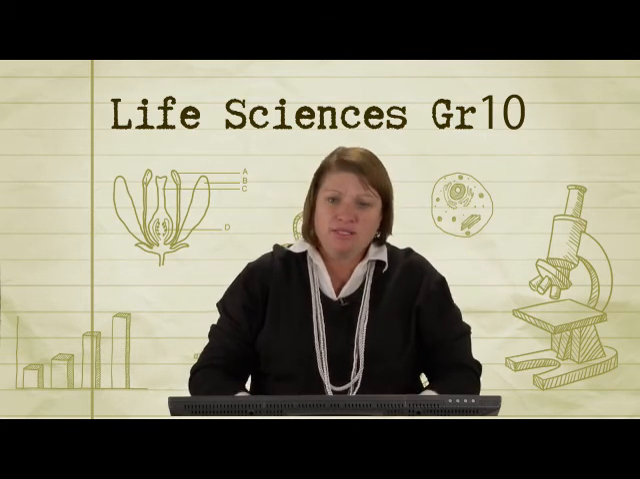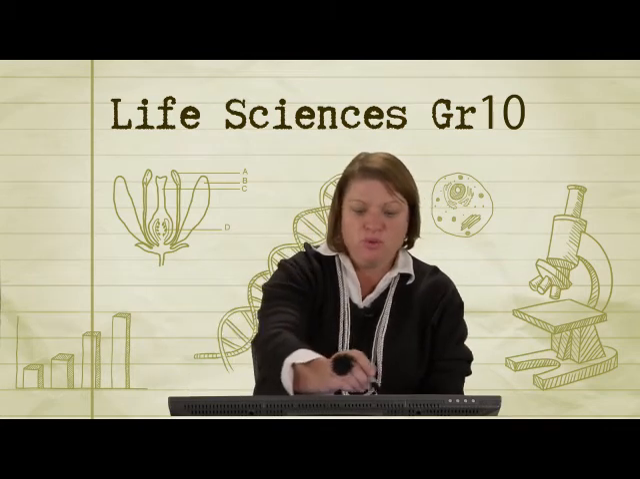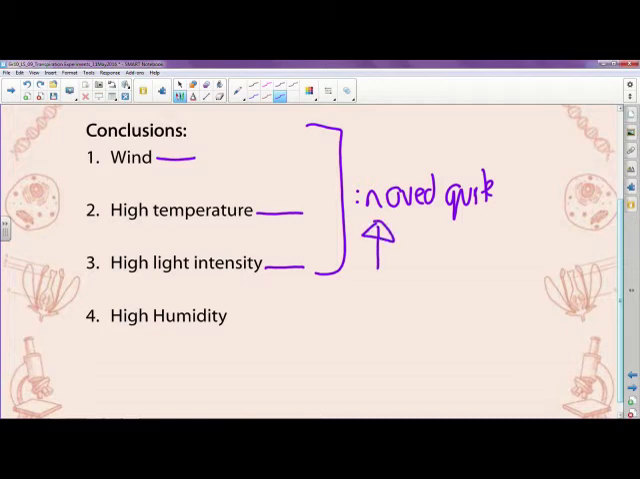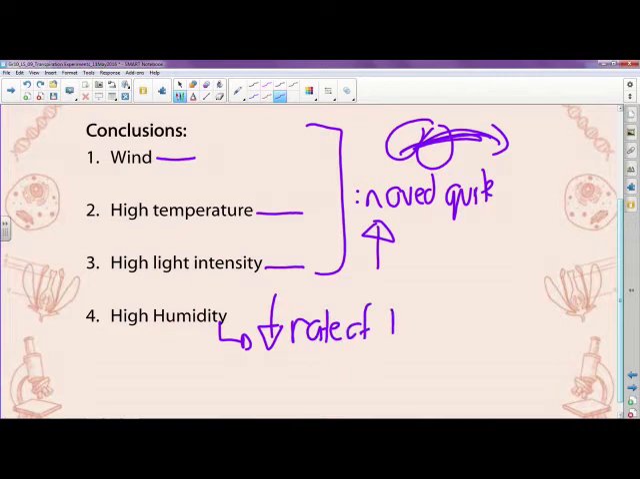What probably might have happened was that for wind, high temperature, and high light intensity, your bubble moved quite fast. Your bubble moved quite fast because wind, high temperatures, and high light intensity usually cause transpiration to increase. Because here's my stomata, there we go, the water goes out very quickly, and as soon as the water goes out, it needs to be replaced. With high humidity, you might have seen that your air bubble moved quite slowly, and from that we can conclude that high humidity decreases the rate of transpiration, whereas wind, high temperature, and high light intensity increased the rate of transpiration.